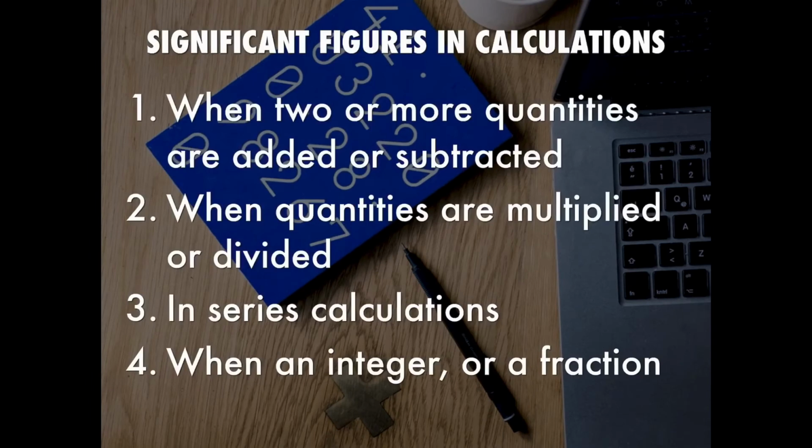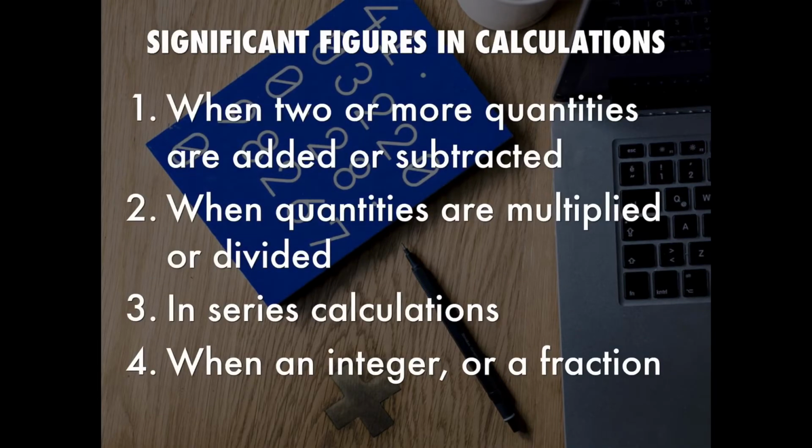Significant figures in calculations. Number 1. When two or more quantities are added or subtracted, the result is as precise as the least precise of the quantities. If the quantities are written in scientific notation with different powers of 10, first rewrite them with the same power of 10. After adding or subtracting, round the result, keeping only as many decimal places as are significant in all of the quantities that were added or subtracted.